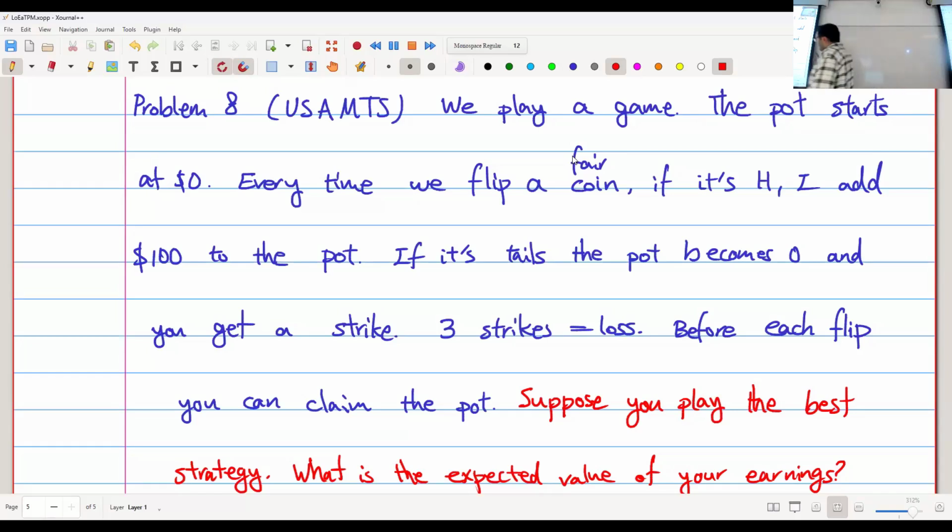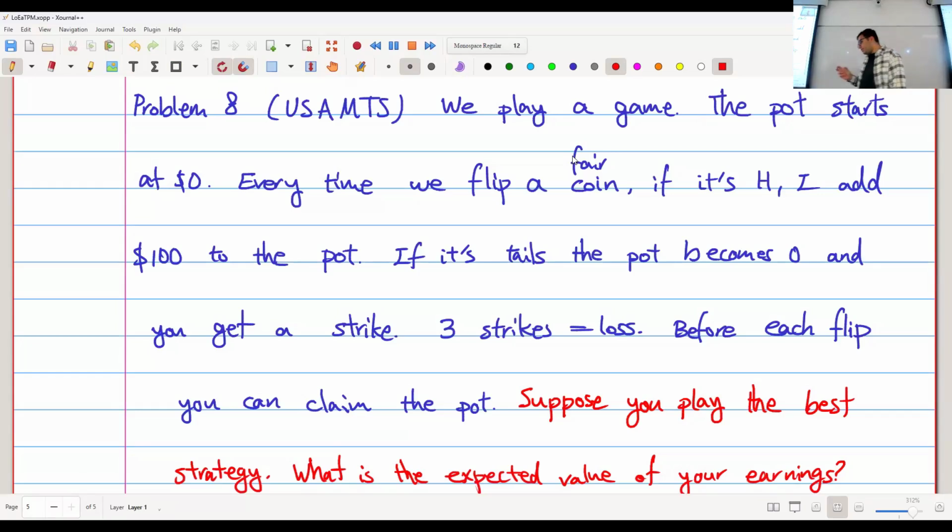Okay, and I'm going to give you a hint. In this case, you will only flip and bet if you have 0 money. If you have more than 0 money, it makes sense to just take it because you have 2 strikes. It doesn't make sense to try another flip, okay?